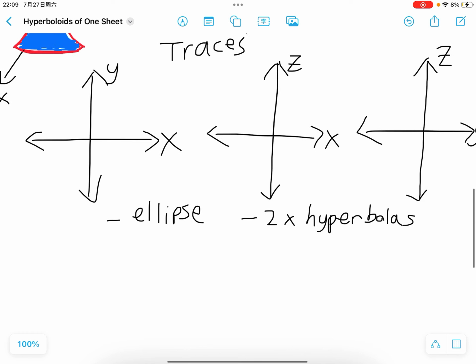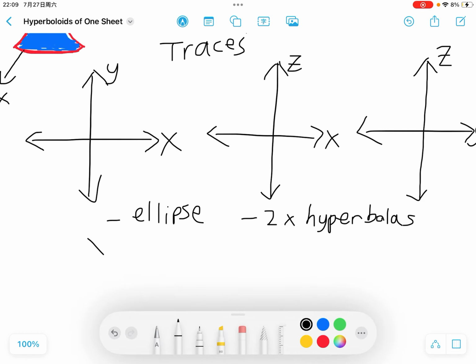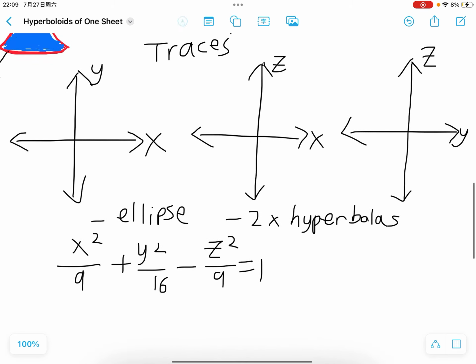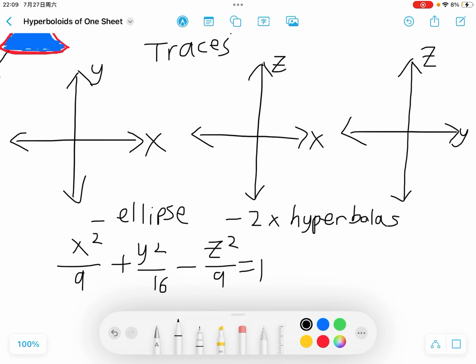So now let's try to graph an example. Let's say I want to graph, let's come up with an example: x squared over 9 plus y squared over 16 minus z squared over 9 is 1. So that's an equation of a hyperboloid of one sheet. And in order to graph that, we graph the three traces first. So how do we graph the three traces?